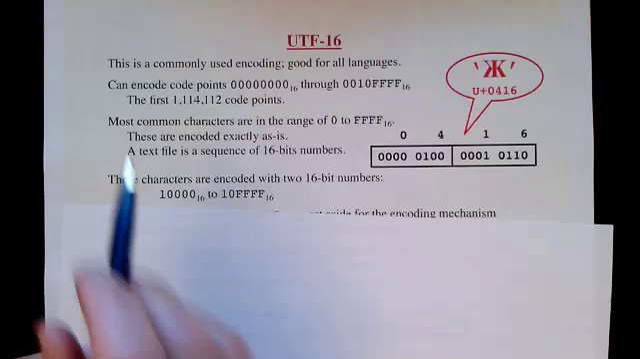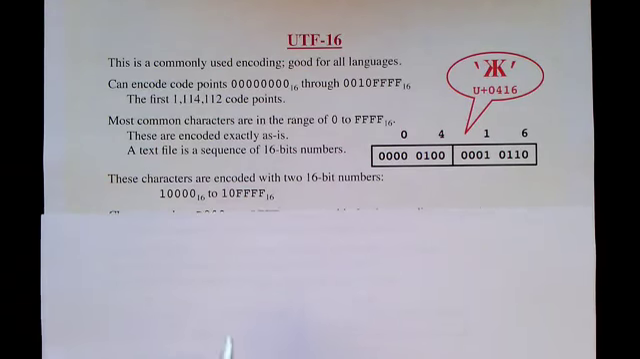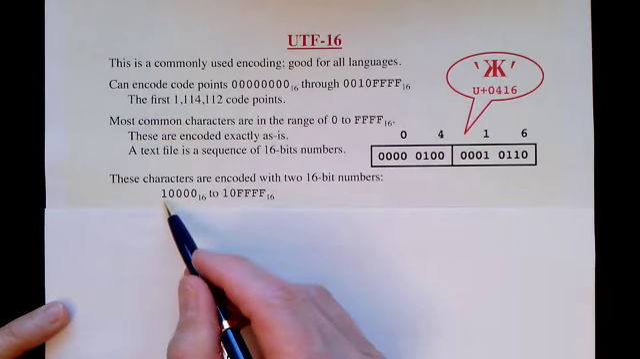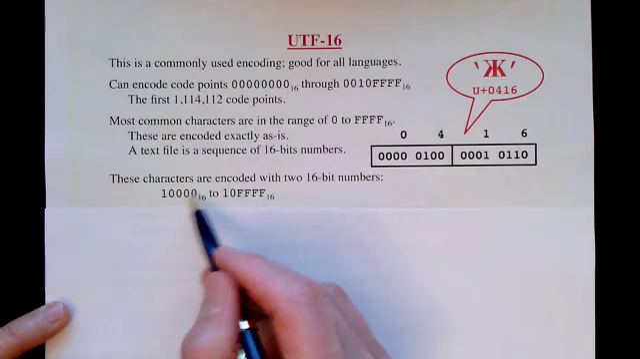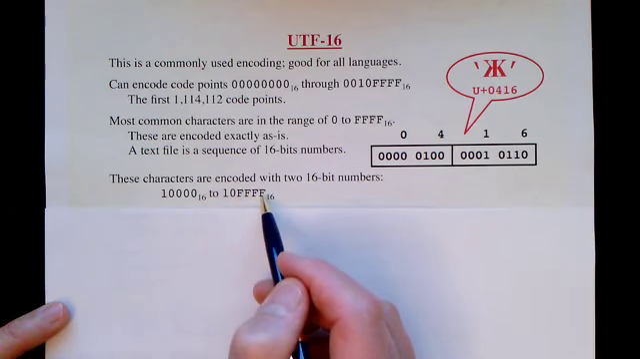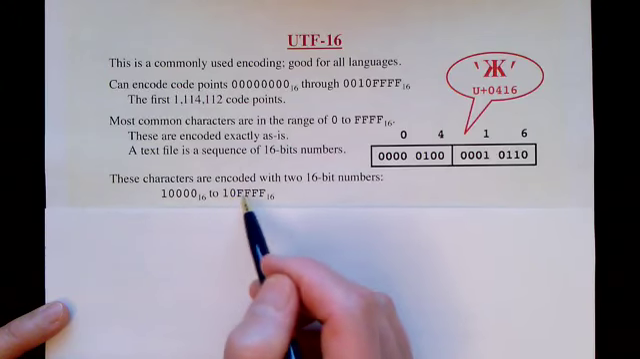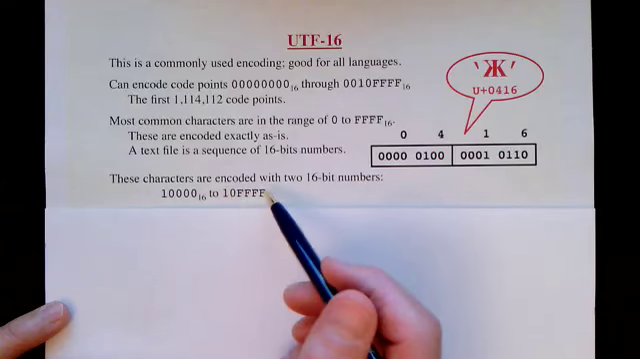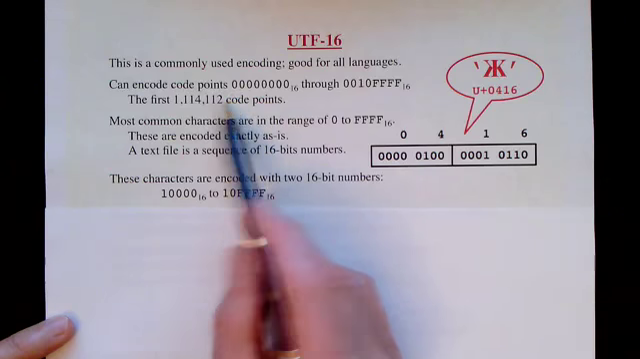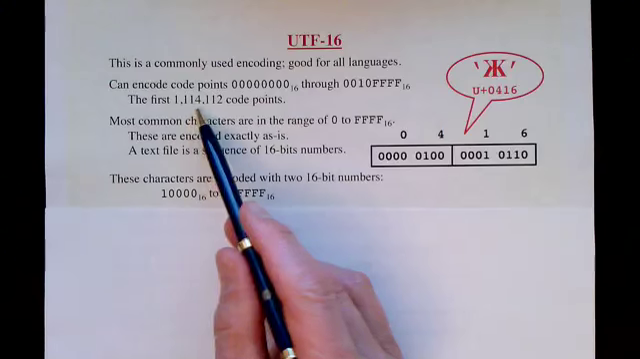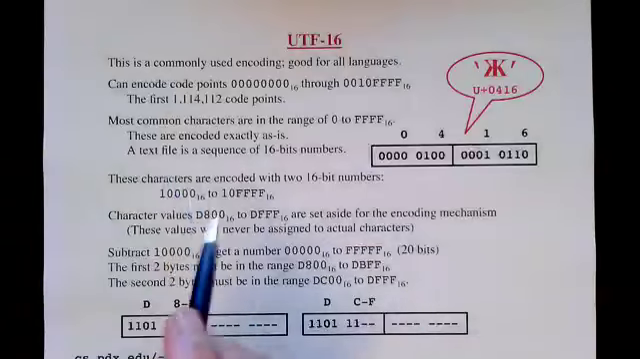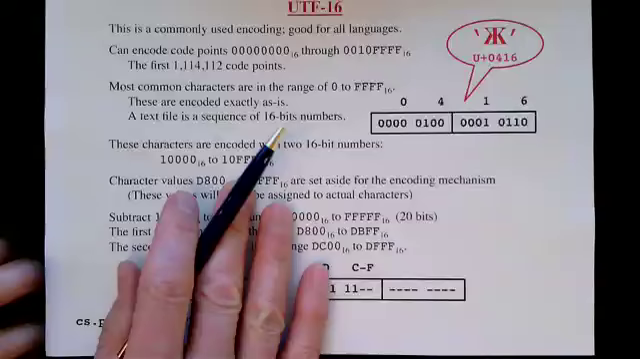We can also encode characters that require more than 16 bits. So the next character after this is hex 10000, and anything between that number and 10FFFF, did I say that right? 10FFFF is encoded, as we'll talk about next. But this gives us the range all the way up to the first million code points, more precisely 1,114,112. So how are these encoded? Well, it's a little bit tricky.